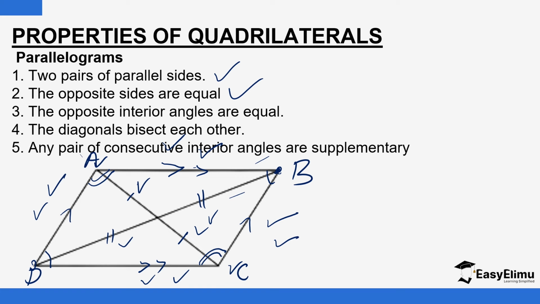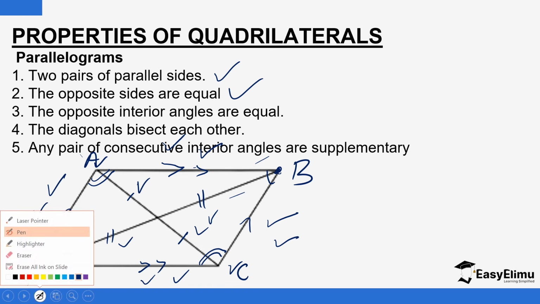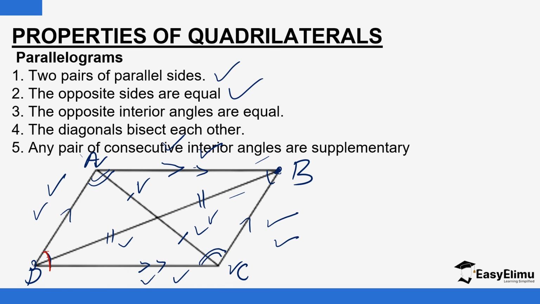And finally, we have any pair of consecutive interior angles are supplementary, meaning they add up to 180 degrees. So if you take, maybe let me use now a different color so that you see it more clearly. If you take this one here and you add to this angle here, it should be 180 degrees. You see? Or you take this and you add it to this, it will give you 180 degrees. So any pair of consecutive interior angles are supplementary. They add up to 180 degrees.